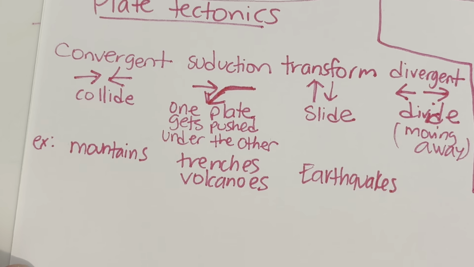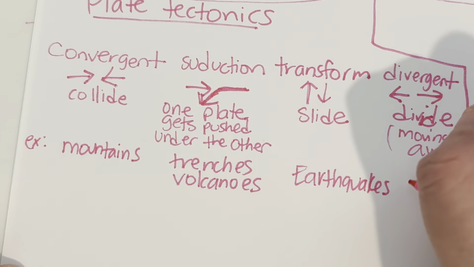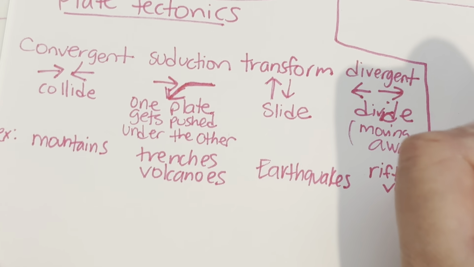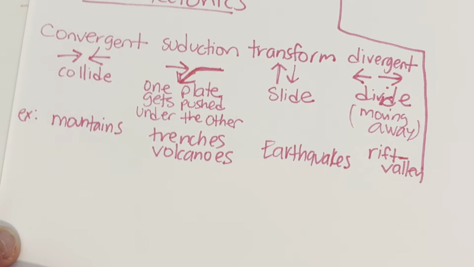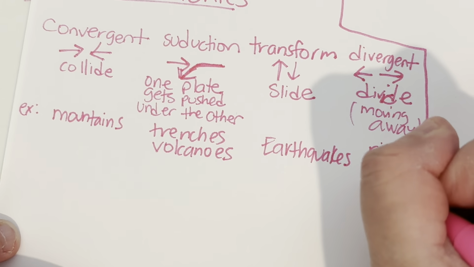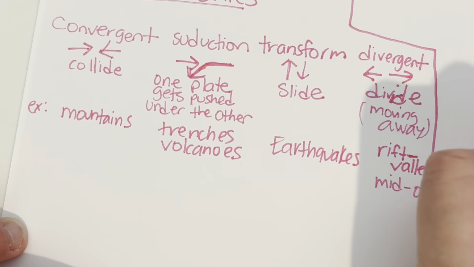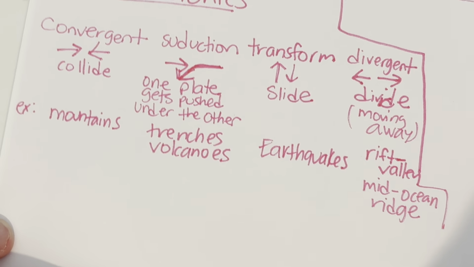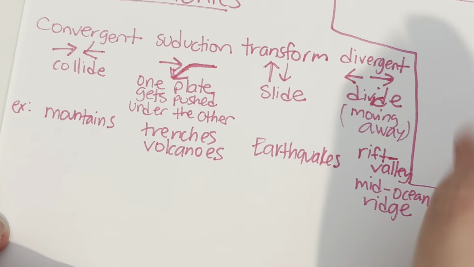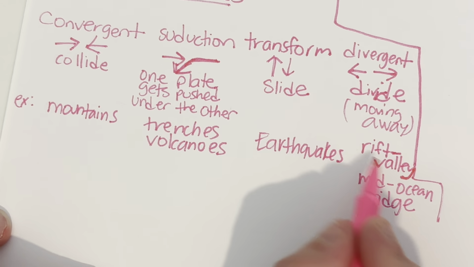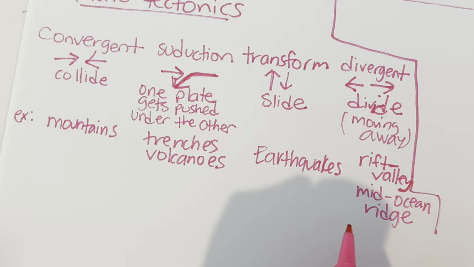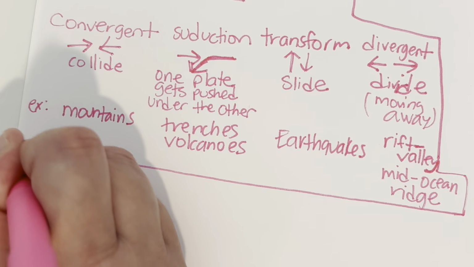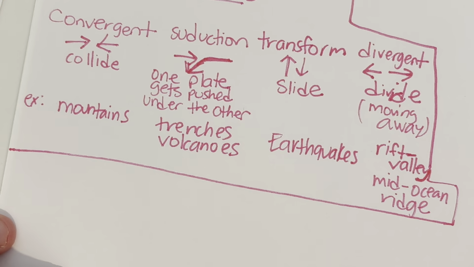And then divergent, an example of this would be the African Rift Valley. Or underneath the ocean, the mid-ocean ridge. Okay, so that's two examples here for divergent: Rift Valley and mid-ocean ridge. Okay. So that is plate tectonics.